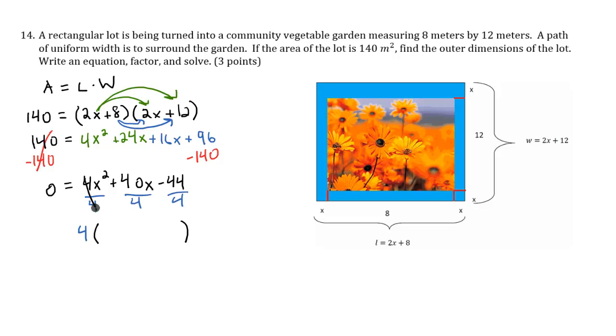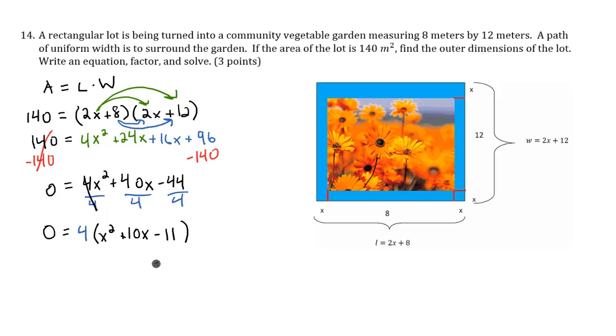4 over 4 goes away, so I'm left with x squared. 40 divided by 4 gives me 10x. Negative 44 divided by 4 is going to be minus 11. I'm going to bring down my 0 equals, and then I'm left with this trinomial. Now, remember, we could ignore this greatest common factor in front. Let's just try to factor this.